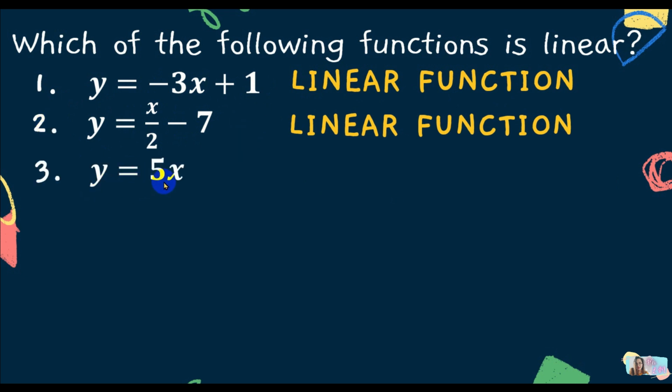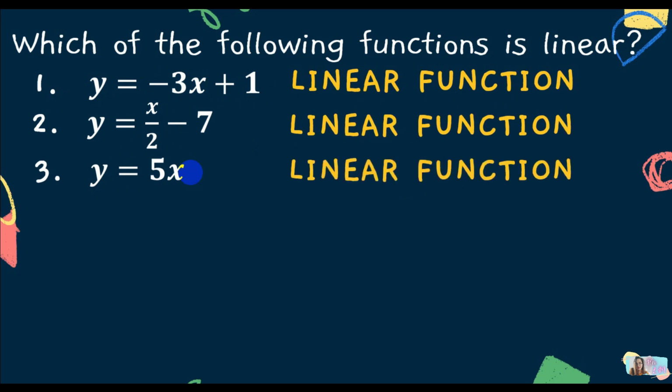Number 3, y is equals to 5x. Is this a linear function or no? So yes, again, this is a linear function. Ang b could be considered as 0. 5 is our slope and this is still in the form of slope-intercept form.